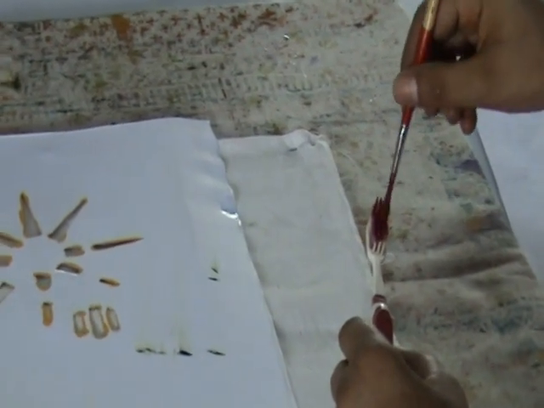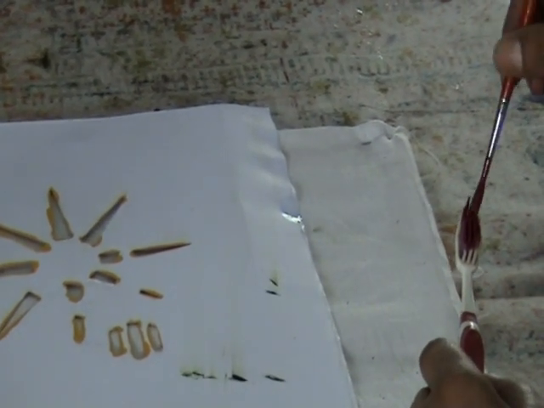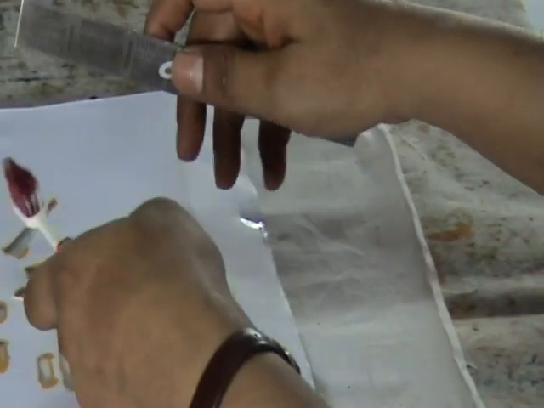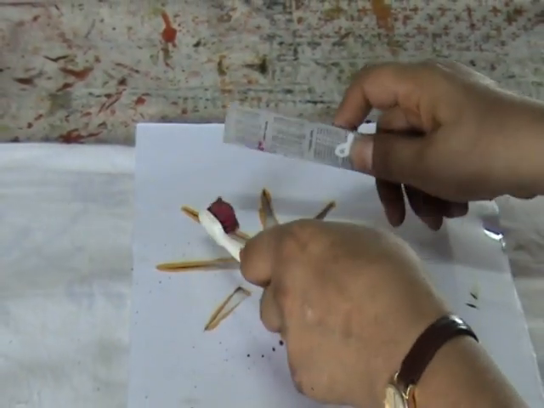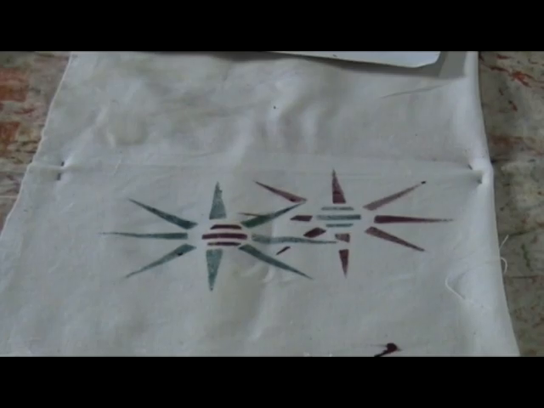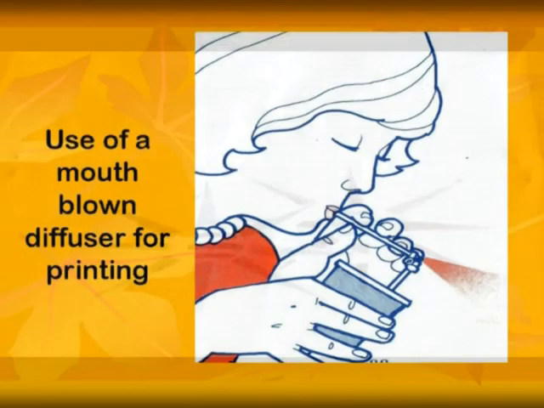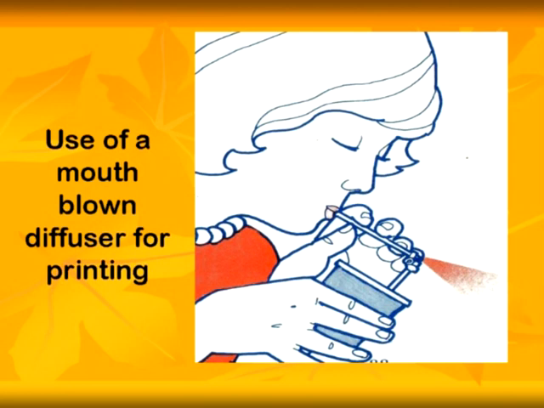The toothbrush is first wetted in paint of the right consistency. With the help of a spatula or a scale or a knife, the paint is spattered on the stencil over the cloth. The second method makes use of a mouth-blown diffuser. For the diffuser to work successfully, it will be necessary to thin the dye paste a little more than that used for toothbrush spattering.